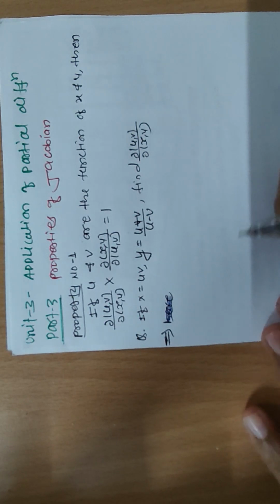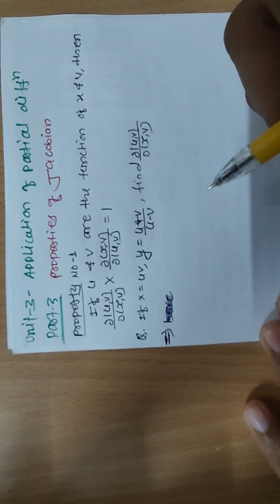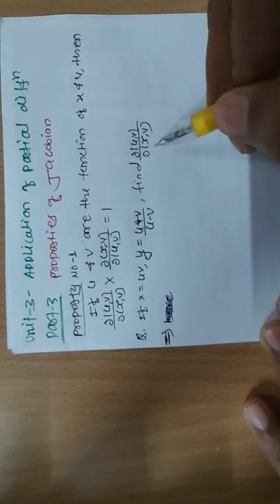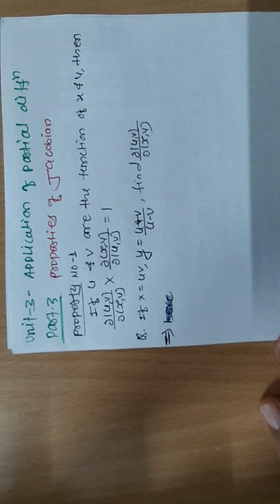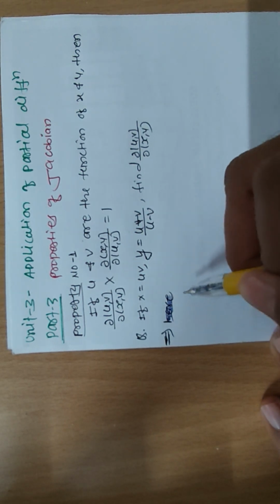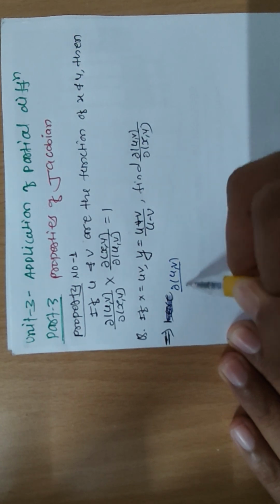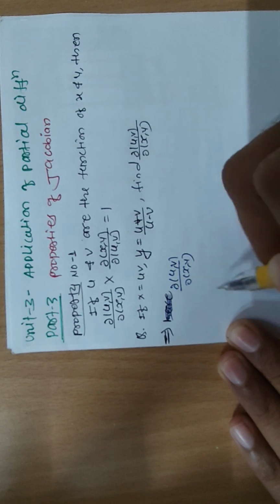We are given that x is equal to u into v and y is equal to (u plus v) upon (u minus v), and we have to find ∂(u,v)/∂(x,y). Now how to solve this type of example? See here, we have to find ∂(u,v)/∂(x,y). What is the meaning of this term?